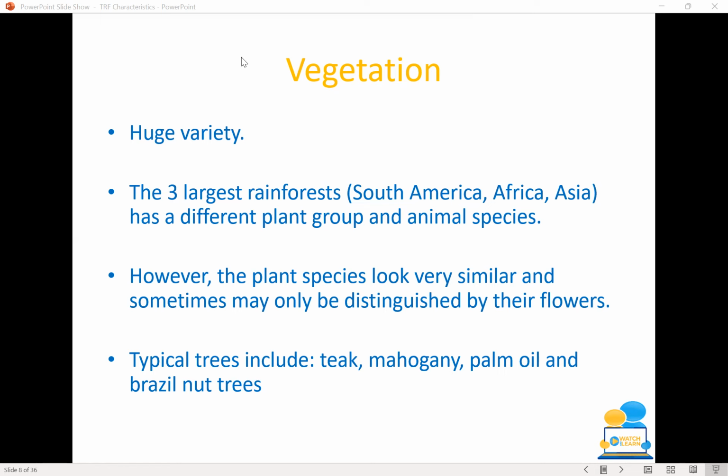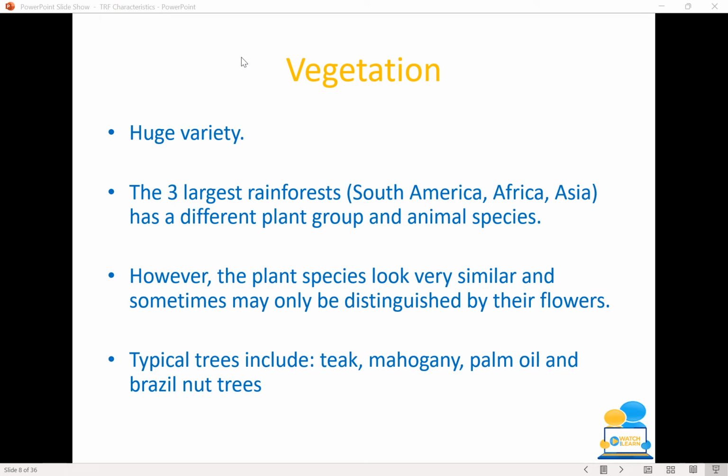So the three largest rainforests, as we've seen already on our maps of the world, are found in South America, which is the Amazon rainforest, in parts of Africa, and also in Asia. Each of these rainforests has a different plant group and different animal species, so you can find different types of animals and plants on the three different continents. However, the plant species look very similar and sometimes may only be distinguished by their flowers. You would think they're exactly the same, apart from small, minute differences.